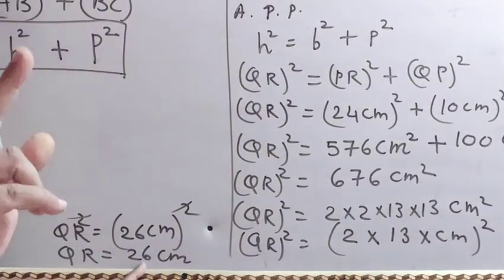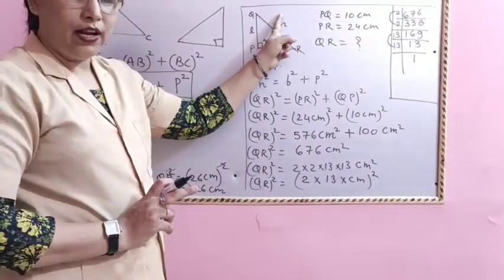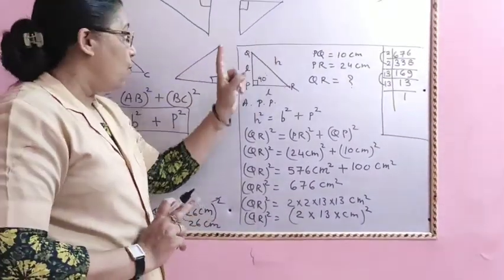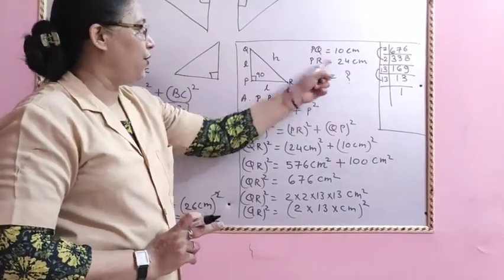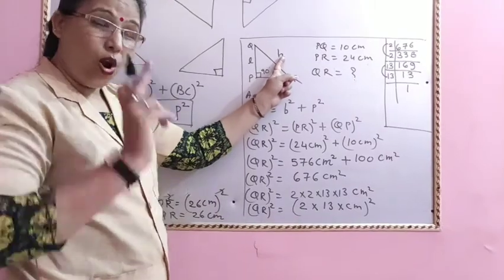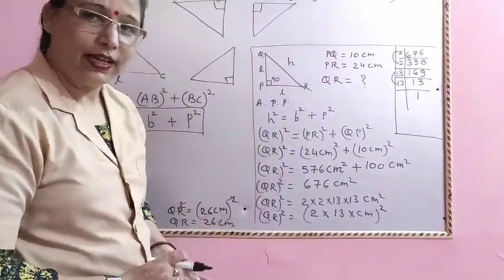And one thing you always have to remember, beta: in a right angle triangle, the hypotenuse is always more than the legs. If the legs are given like this, 10 and 24, this side will always be more than these sides. That's why we are getting 26 centimeter.